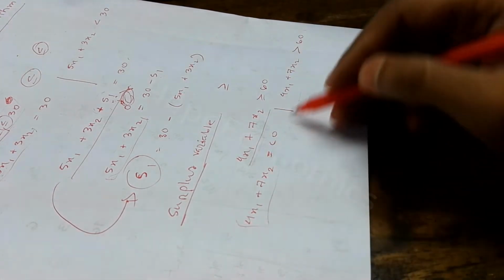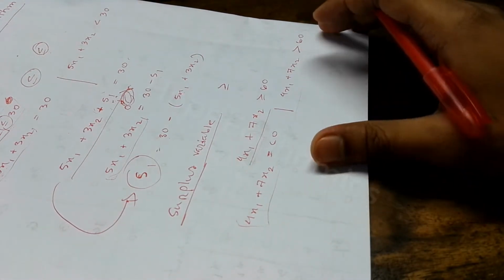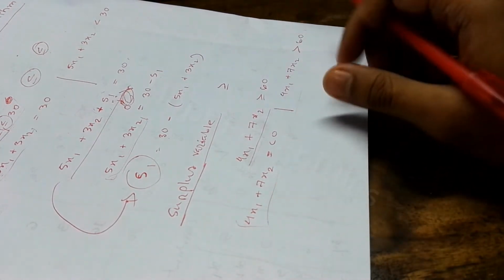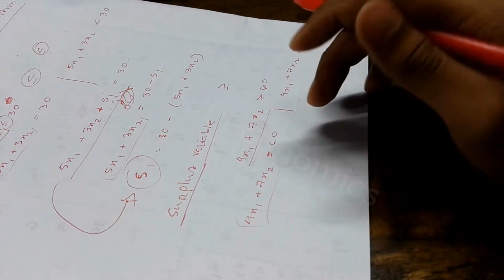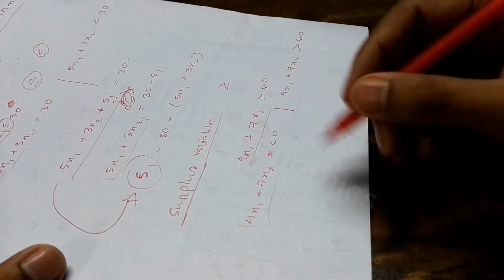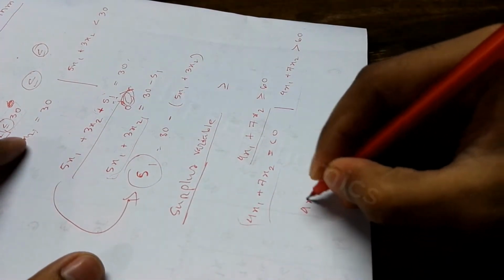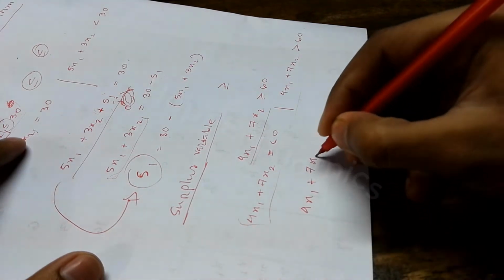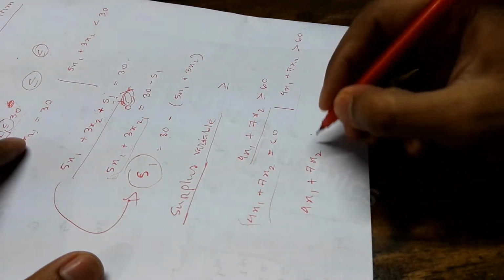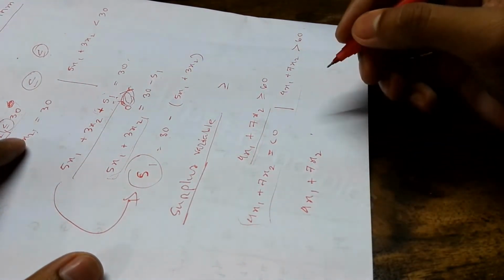We can't use both at the same time. So if we want to keep both in the equation at the same time, we have to add an extra variable. So let's add an extra variable.